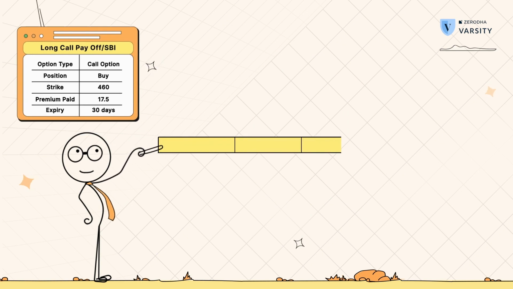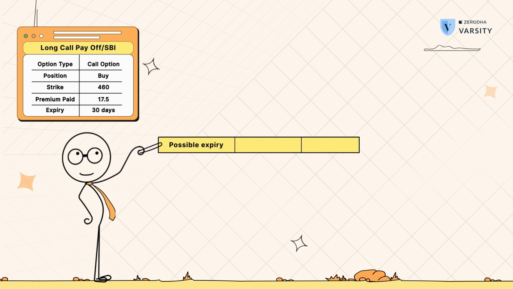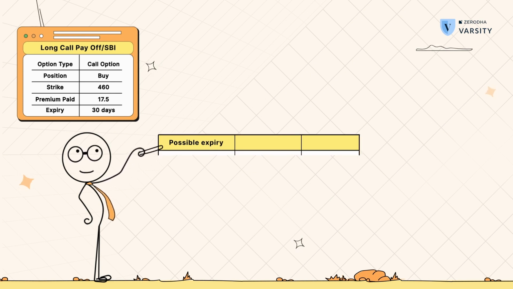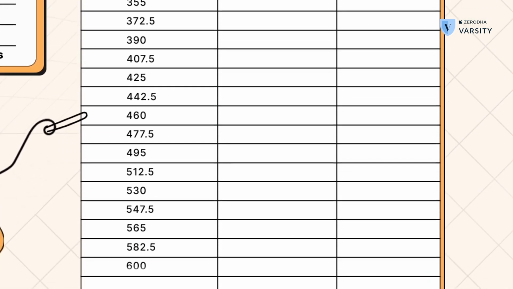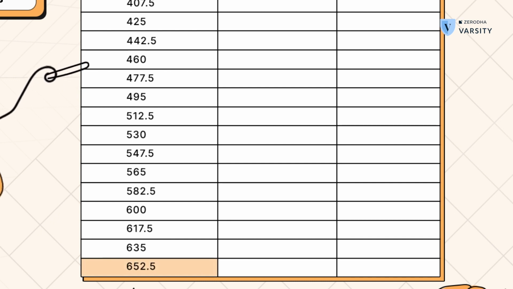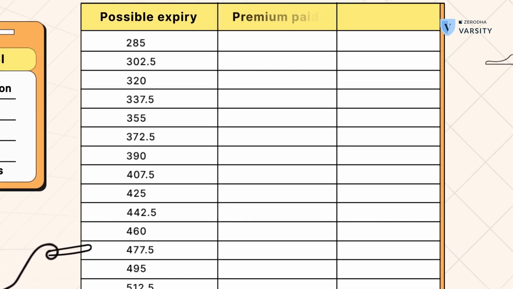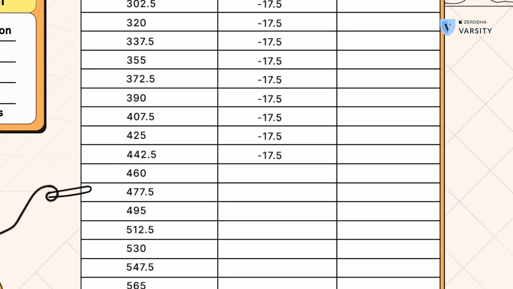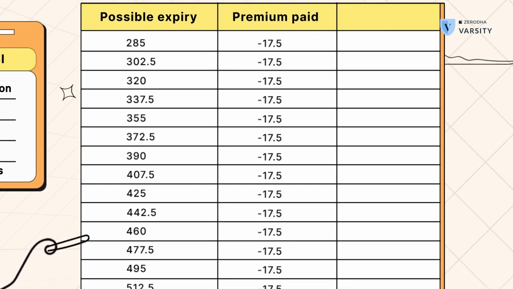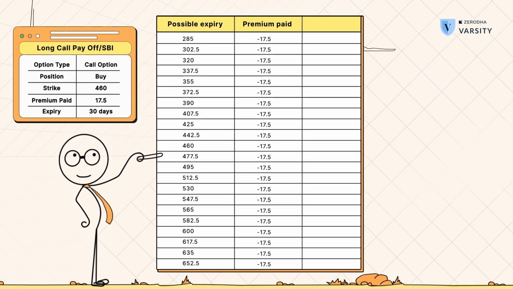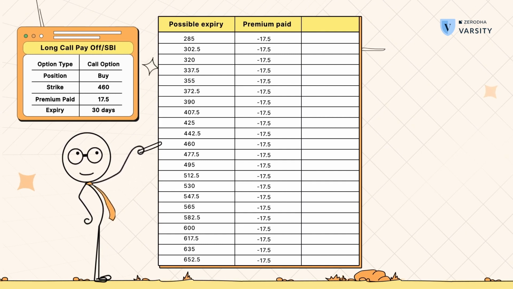Now I've got three different columns here. The first column is the possible stock price upon expiry. Remember, it can be anything. I've represented a range here, from as low as 285 up to 652 rupees. This next column represents the premium paid. Remember, the premium that you paid today will remain the same throughout expiry. Therefore, that is fixed at 17 rupees 50 paisa. There's a negative sign there which indicates that it is a cash outflow from your end. You're paying that money. Therefore, it is a negative 17 rupees 50 paisa.